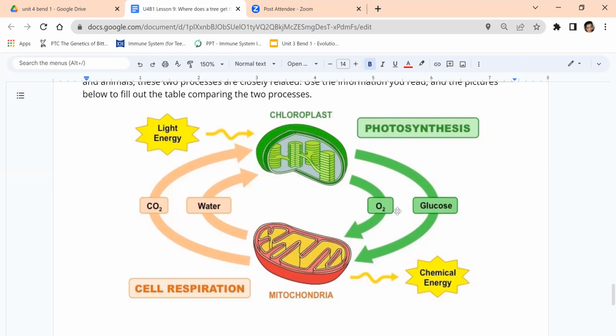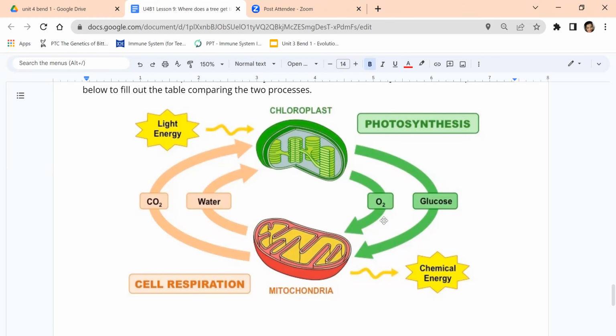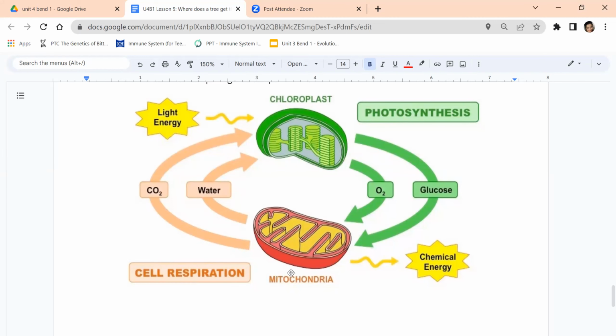Okay, now this glucose and oxygen go into the mitochondria and cellular respiration occurs. The mitochondria releases chemical energy in the form of ATP, and it also releases carbon dioxide and water. The carbon dioxide and water go back into the atmosphere and into the ground, and the plant uses them with light energy to do photosynthesis. So see how they're connected? It is a circle or a cycle that never ends. And so one process depends on the other.